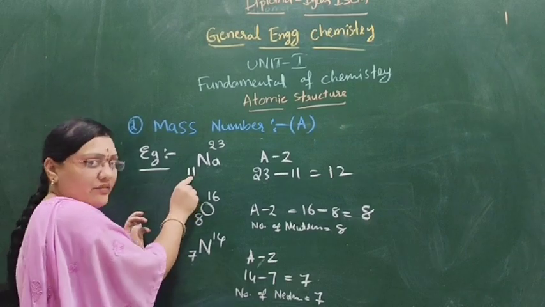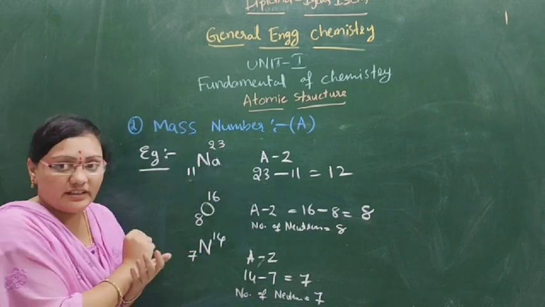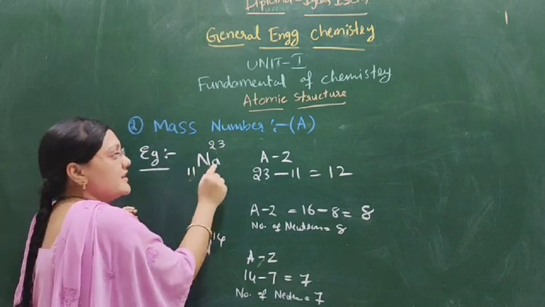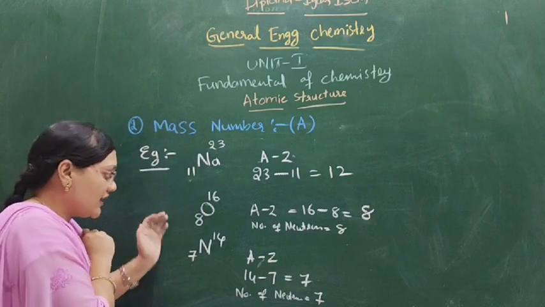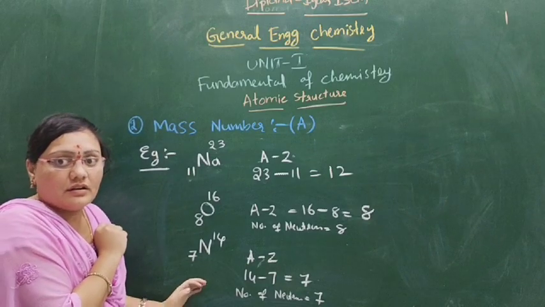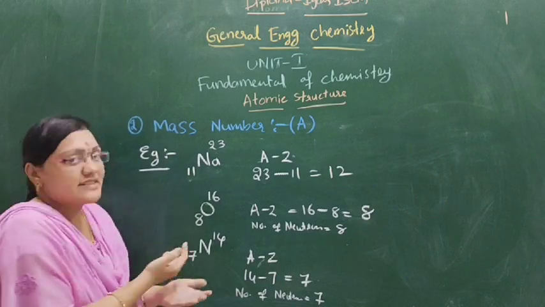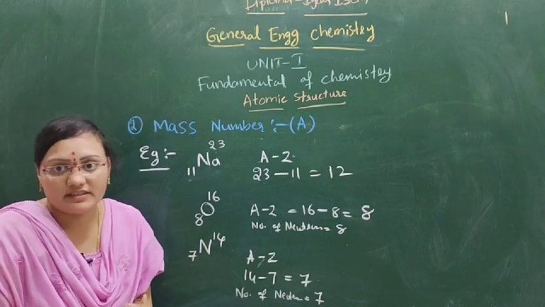Atomic number is 11, mass number is 23. This is A minus Z. This is the mass number, this is the atomic number. These are the three examples. Next one is the same kind of examples, for elements 1 to 30.